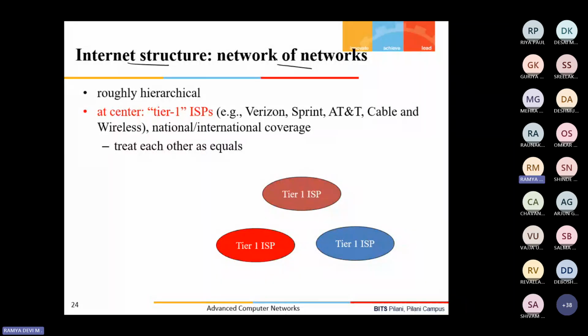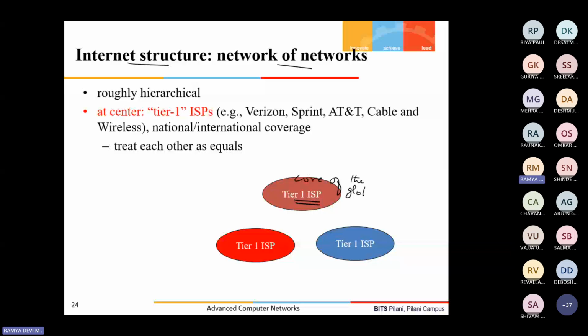The levels are organized based on the size, reachability, and role of the network. At the top of the hierarchy, you'll have Tier 1 ISPs, Internet Service Providers. Large, powerful Internet service providers will be there. Examples of large ISPs are AT&T, Cable and Wireless, and Verizon. These Tier 1 ISPs have nationwide connections or even international coverage. They interconnect with each other, forming the core of the global network.